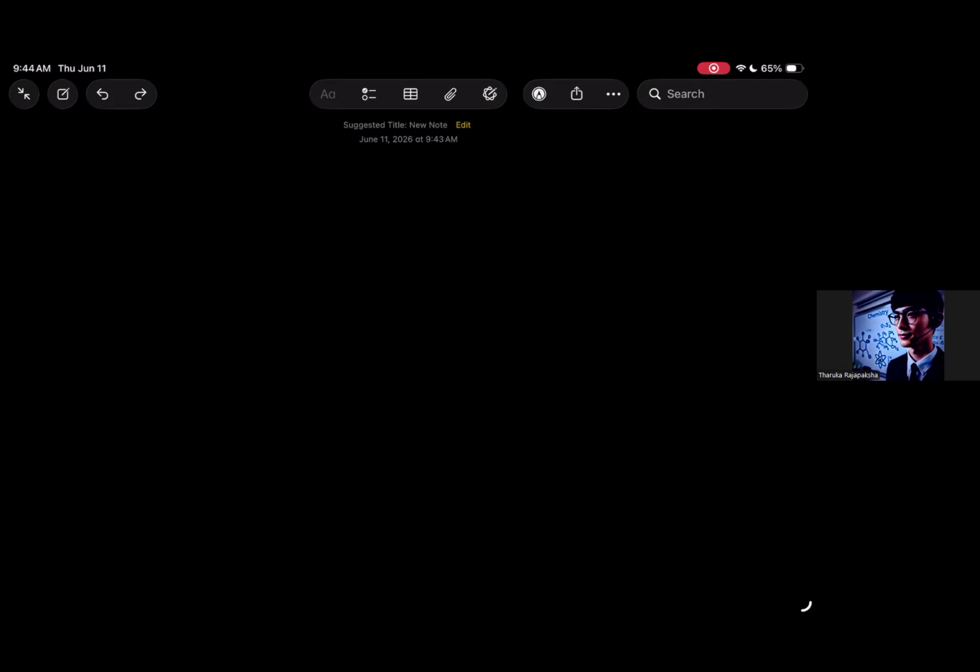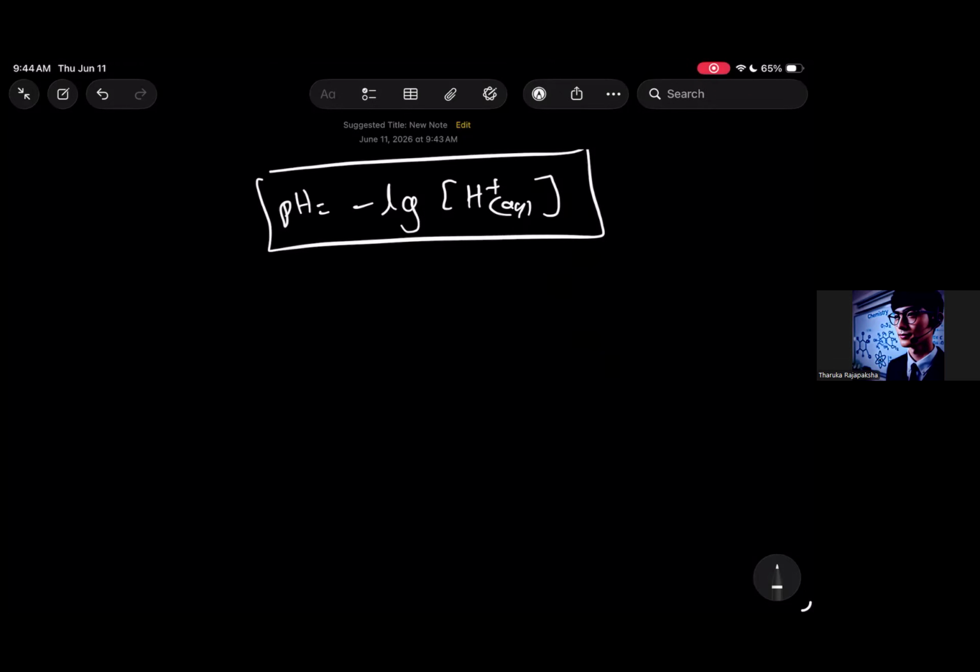So today we are going to discuss how to convert a concentration of H plus into pH and then pH to H plus. We actually use this equation: pH is equal to minus log of the concentration of H plus in the aqueous solution. This is the equation we use in order to convert the concentration of H plus into pH. Okay, so first of all, let's look at simple examples.